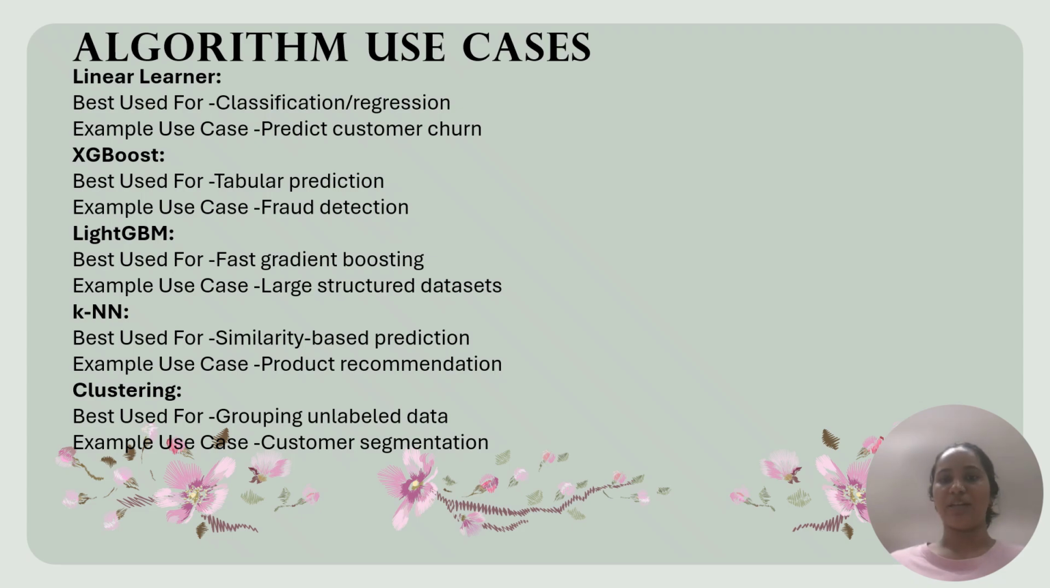We also have k-nearest neighbors, or KNN. This algorithm makes predictions based on the similarity between data points. One of its most common applications is product recommendation systems, where similar customer behaviors are used to suggest products that users may be interested in purchasing.